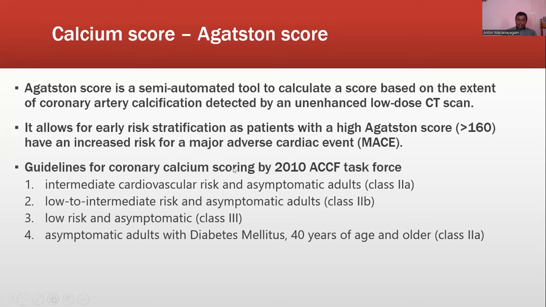So the guidelines or indications: intermediate cardiovascular risk in asymptomatic adults, low to intermediate risk in asymptomatic adults, low risk in asymptomatic adults, asymptomatic adults with diabetes mellitus 40 years of age and older. So here we only take asymptomatic adults for this particular examination, and then we risk stratify these people. Now, if we take this fourth category, we know how many people in Sri Lanka have to undergo the calcium scoring according to 2010 ACCM Task Force guidelines.